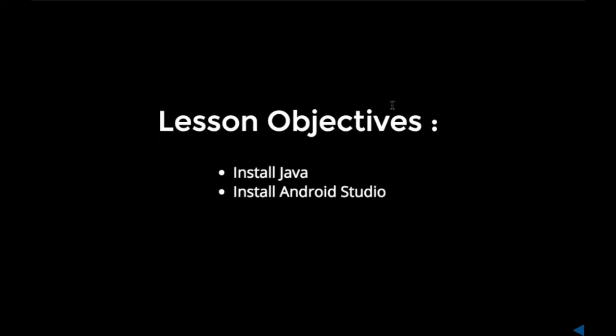So then the second objective is to install Android Studio. So now what is Android Studio? Well, it is an IDE which is recommended by Google to program anything in Android. So what is an IDE? Well, an IDE is an integrated developing environment. So what that means is that you can have each and every tool which you need to develop an app from scratch at one place. So now let's get started.